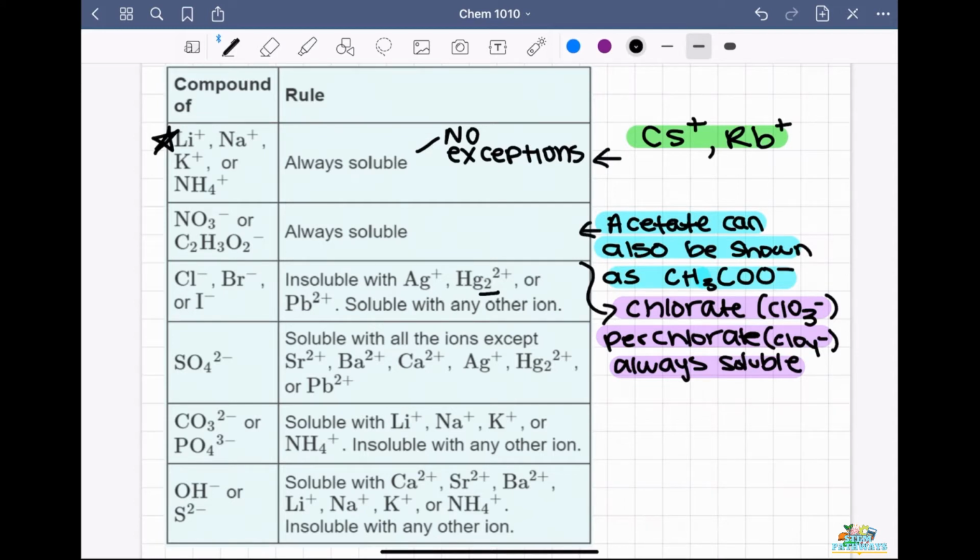Our next rule, we have sulfate, which is soluble with all ions except all of these listed right here. Again, you can see they have specific charges to them, so pay attention to that when dealing with any equations. Our next rule, we have carbonate and phosphate, which is soluble with our rule 1, but insoluble with any other ion. And lastly, we have OH- and S2-, which is soluble with all of these right here, but insoluble with any other ion.